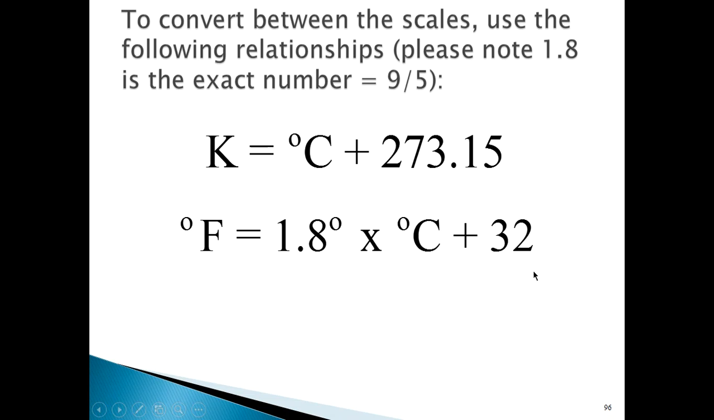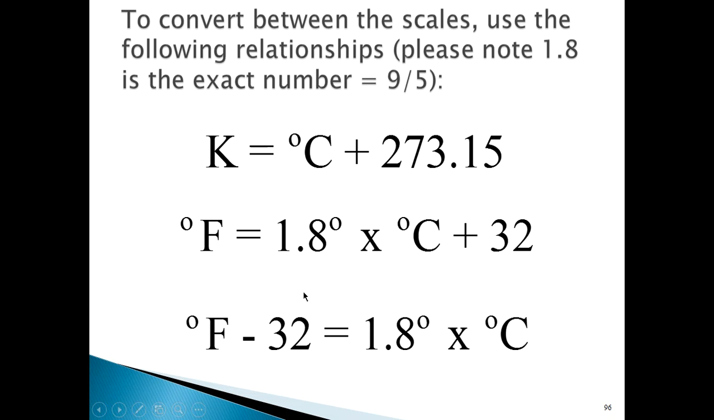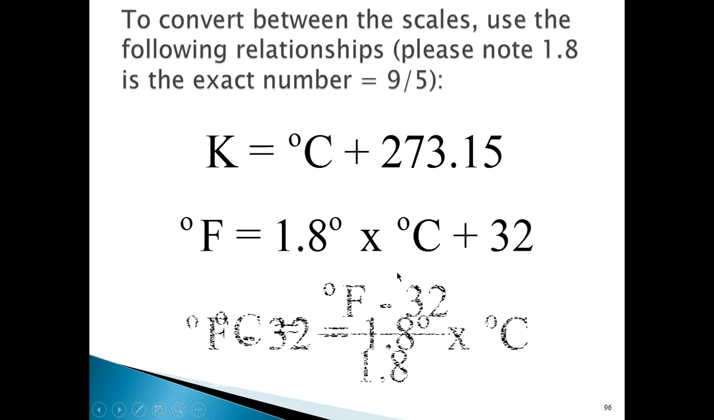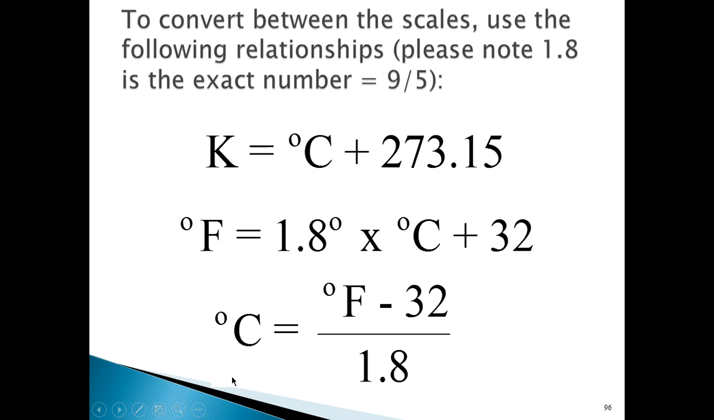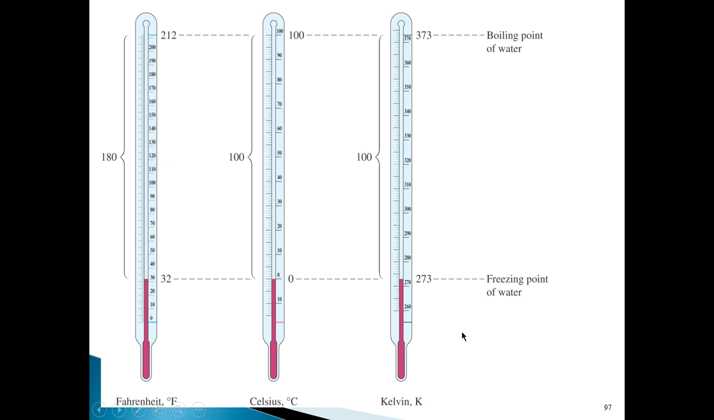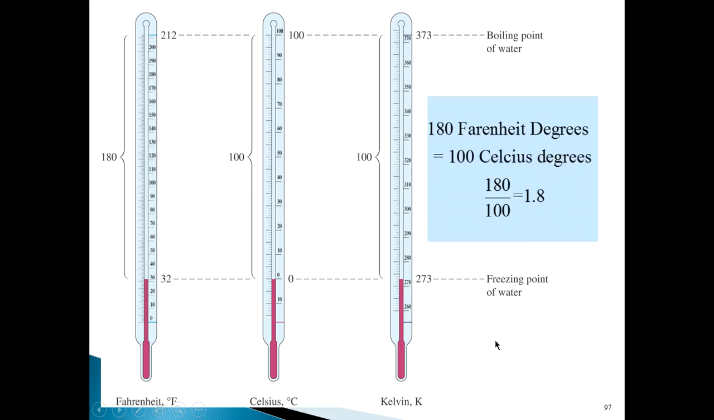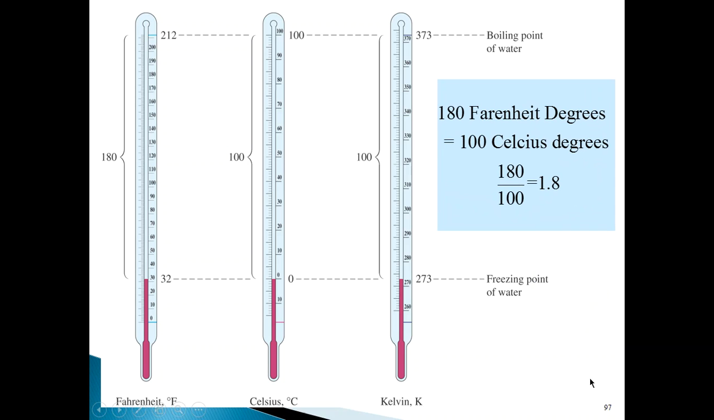Now, if you want to do the reverse, that means you'd have to algebraically rearrange this equation. So what you'll do is subtract 32 from both sides and then divide both sides by 1.8, and then you end up with degrees Celsius isolated on the left, and that is equal to all this right here. All right, so these are basically the different equations that are used to carry out conversions from one unit to the next.